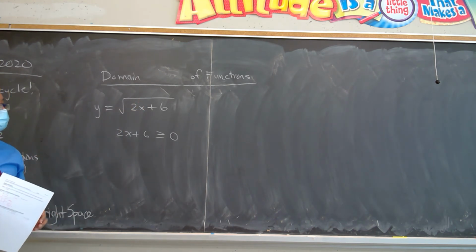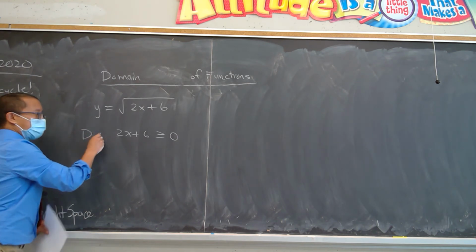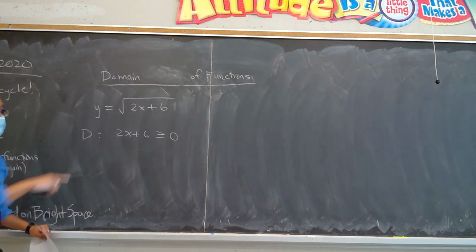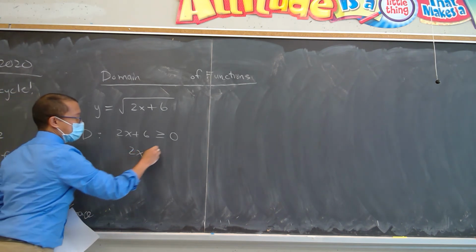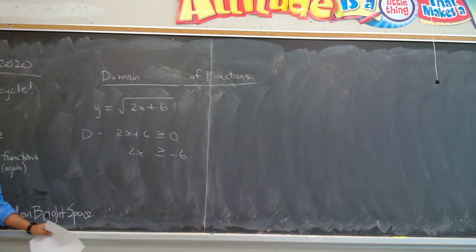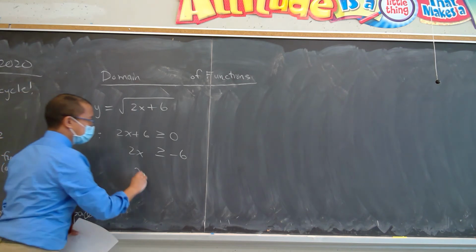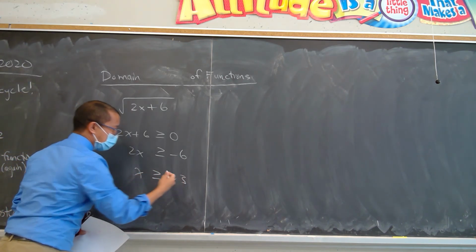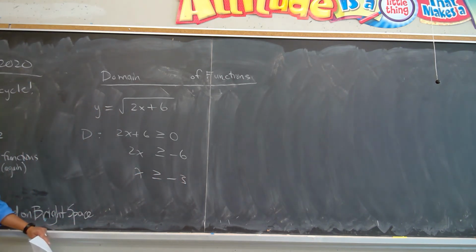So to find the domain for this, we're going to do some algebra, and this one's relatively easy. 2x plus 6 is greater than or equal to 0. To refresh your memory, we start isolating for x. 2x is greater than or equal to -6. Divide both sides by 2. x is greater than or equal to -3.